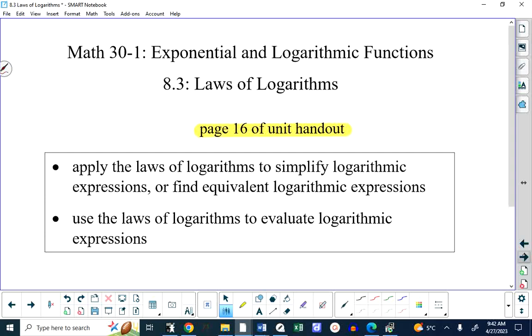Let's take a look at 8.3, which is on page 16, dealing with laws of logarithms. We're going to apply the laws of logarithms to simplify expressions. We're basically learning some rules for logarithms that will make our work with logarithms simpler.